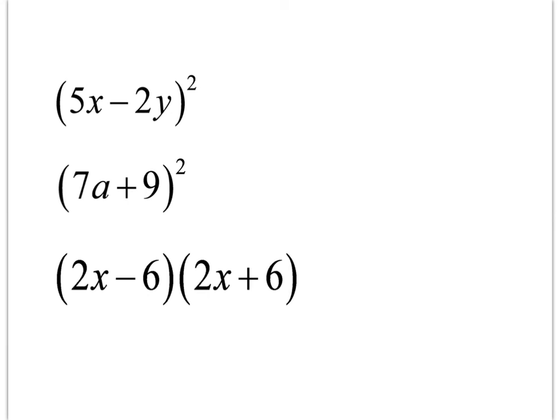Here are 3 examples. Pause the video and try and do them in your head. Great job. I'm glad you got all 3 of them completed. Let's go through them together.